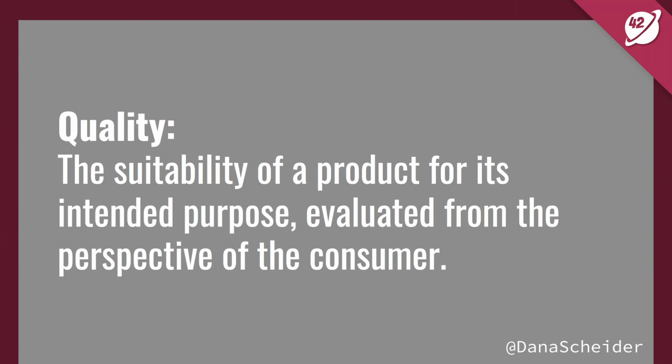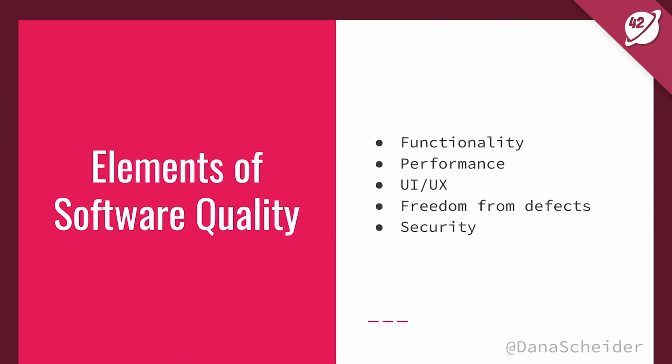So the first step towards establishing software quality in an environment without QA, or with QA for that matter, is going to be identifying those quality dimensions that the consumer requires of your product. There are a few elements of software quality or quality dimensions, including functionality, the features that your product provides, how well they work, performance or speed, UX, freedom from bugs or defects, and security.